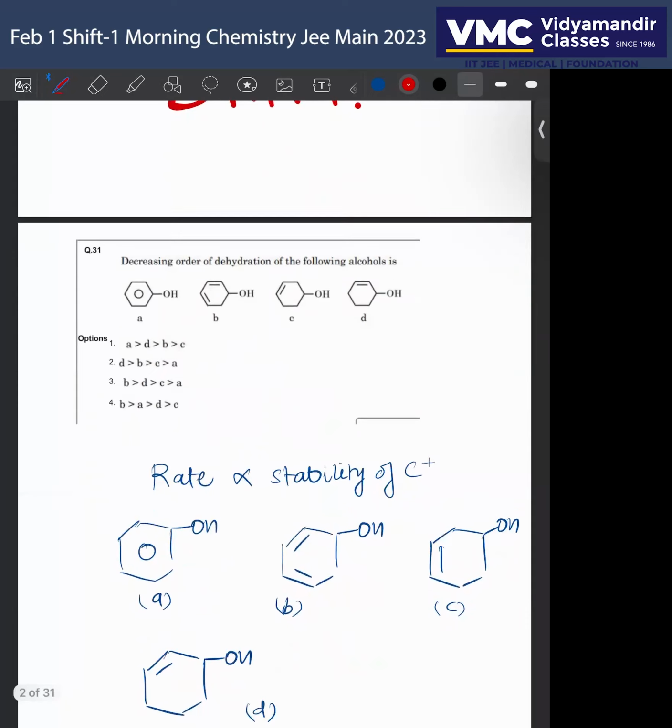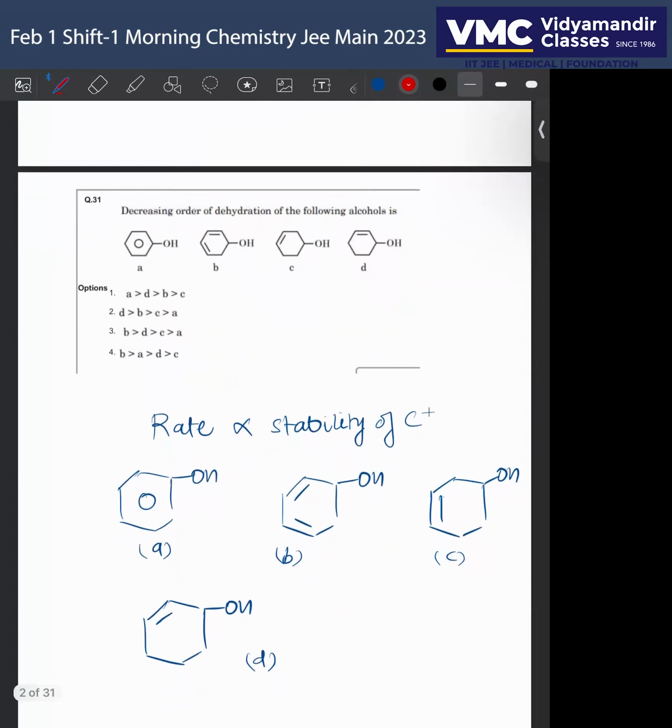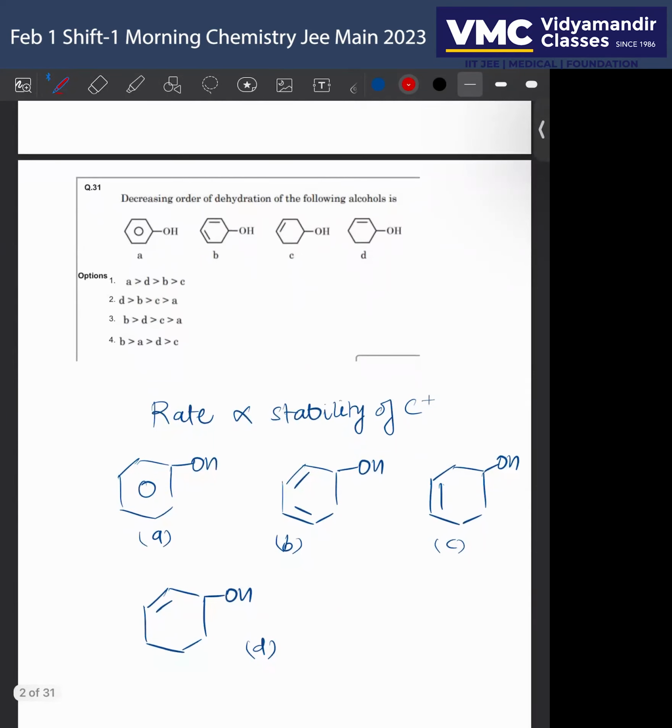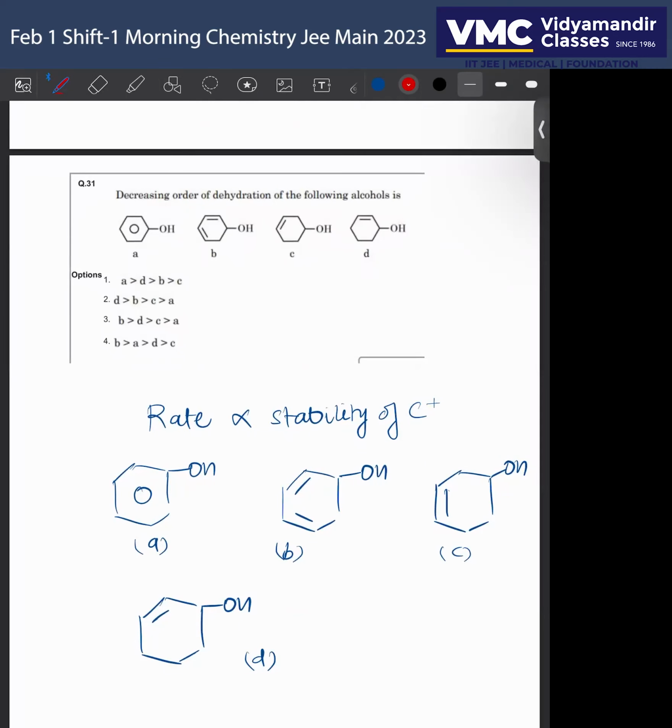See, the question number 1 says that you have to mark the decreasing order of dehydration of the following alcohol. As you know, dehydration of alcohol follows carbocation mechanism. Hence, the stability of carbocation will tell you about the rate of the dehydration.